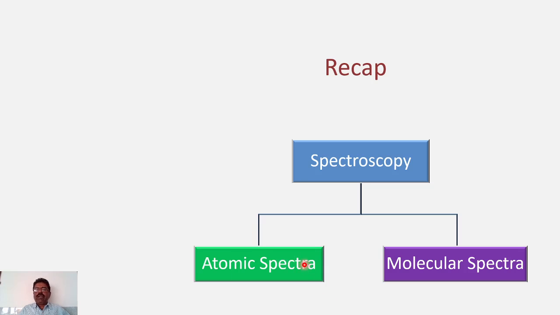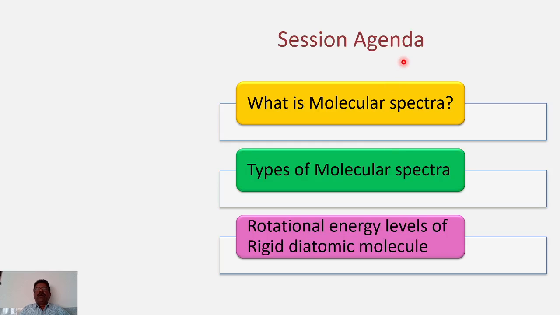Now after this, we are going to the second part, we are going to start the study of molecular spectra. So in this particular lecture, I am just going to cover these 3 points. First, I shall discuss what is molecular spectra. Then, second, I shall define the types of molecular spectra. And finally, we are going to study the rotational energy levels of a rigid diatomic molecule.